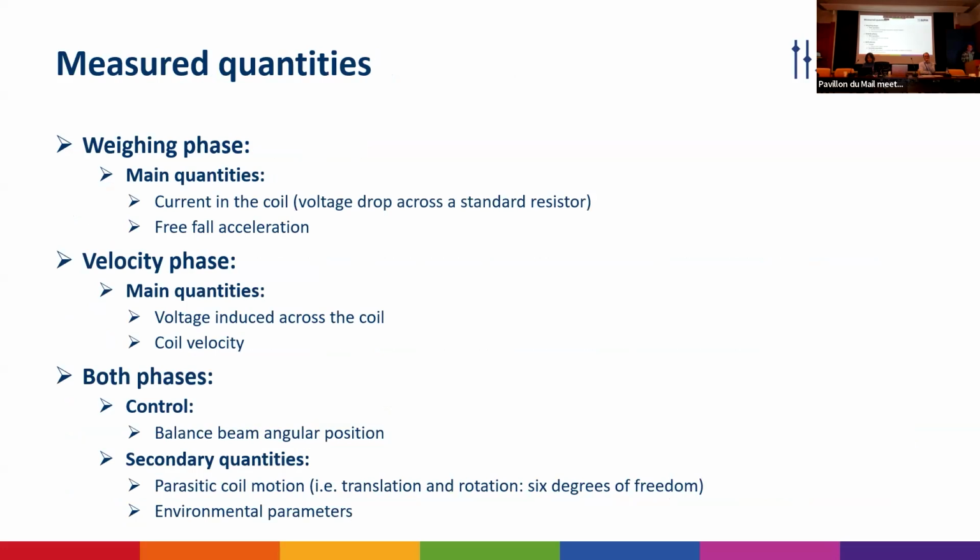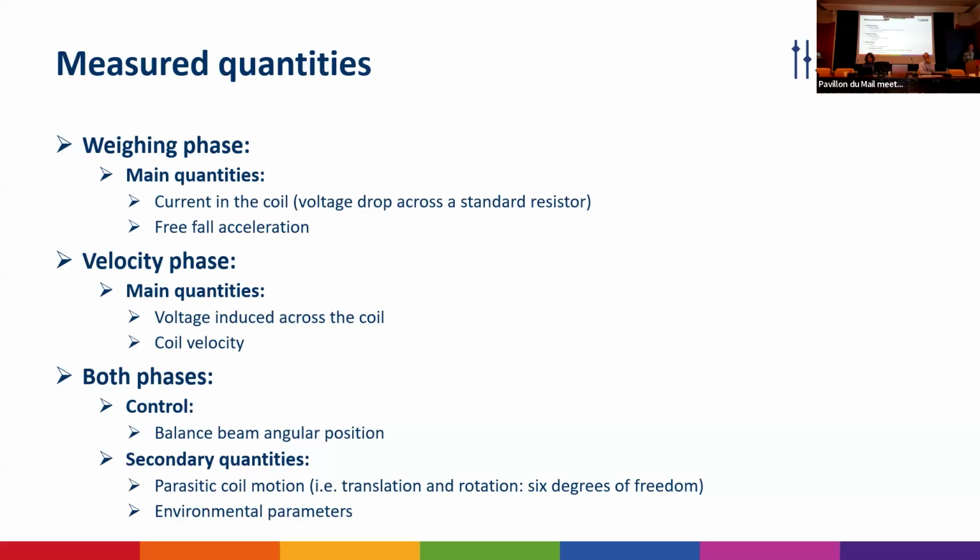Let's first have a small overview of the quantity that has to be measured in a Kibble balance. We first have what I'm calling main quantities, which are the quantities involved directly in the equation of the Kibble balance. So in the weighing phase, we have to measure the current flowing inside the coil, and we have to measure more or less synchronously the free fall acceleration.